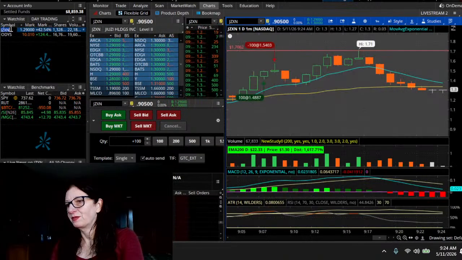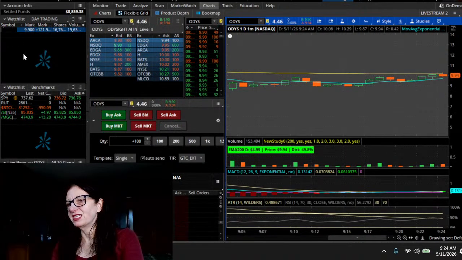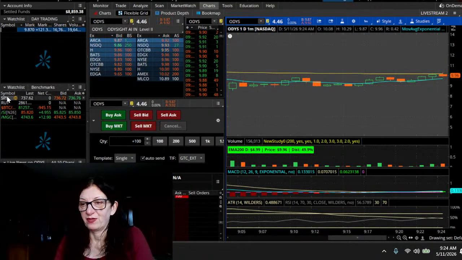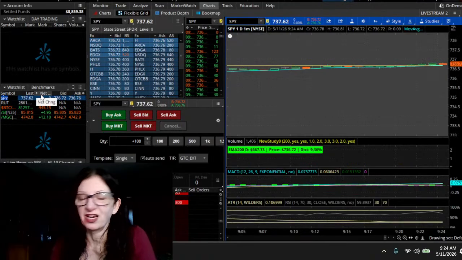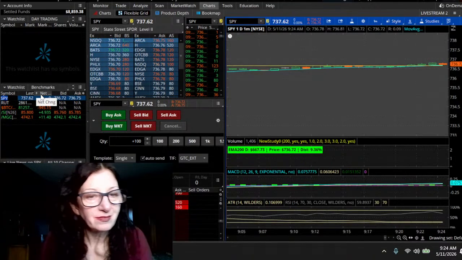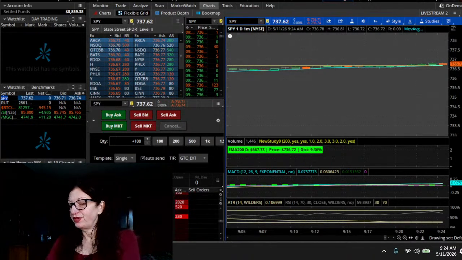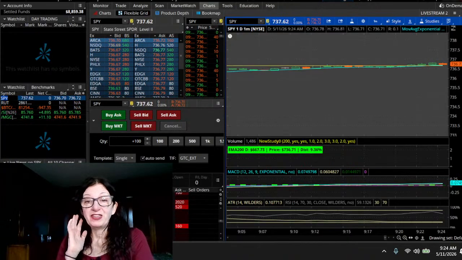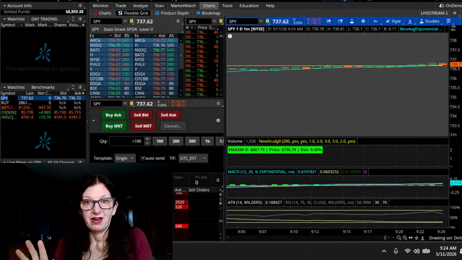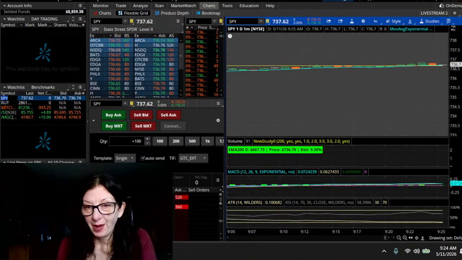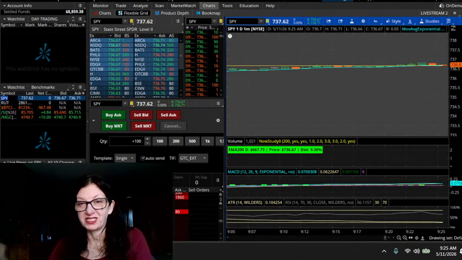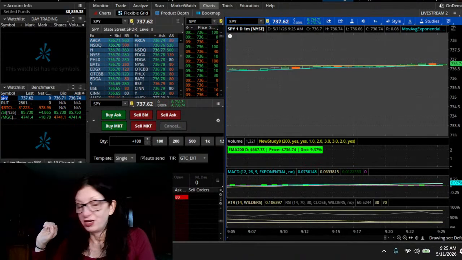WOK, below VWAP. JZXN, dropping below VWAP. All right, so I'm just gonna take everything off, and the market's gonna open in 5 minutes. But I'm just gonna review. Now, if I do take a trade after the market open, which probably won't happen because I'm gonna be looking for a different setup, but a new setup.